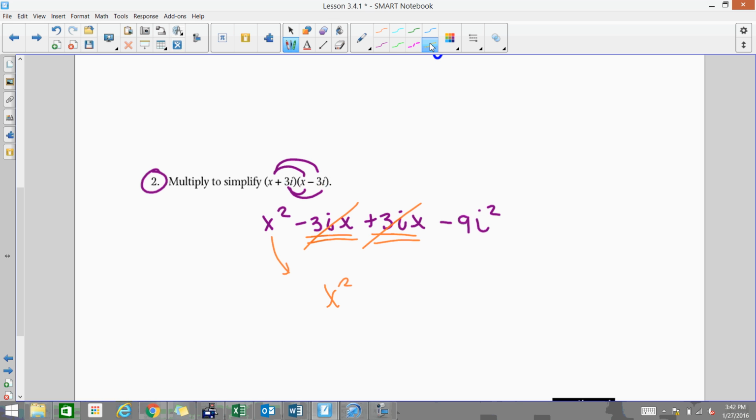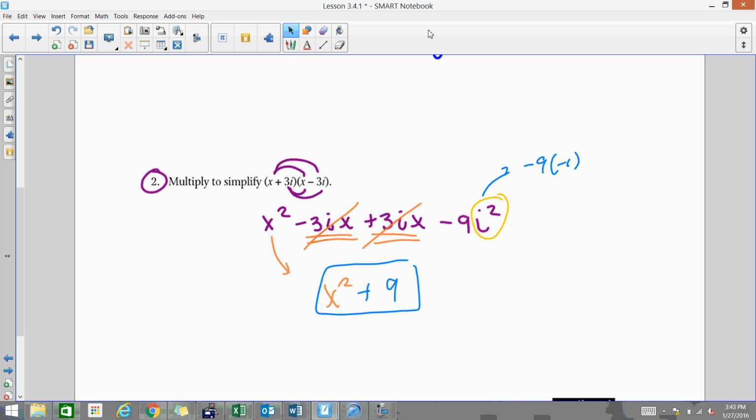But we actually can simplify negative 9i squared before we bring that down. Remember, i squared equals what? Oh yeah, it's negative 1. So we're going to go negative 9 times negative 1. We're replacing i squared with negative 1, and that's going to give us plus 9. So this right here is your final answer, x squared plus 9. So it started off as a complex number, and it ended up being non-complex, or what we call real.